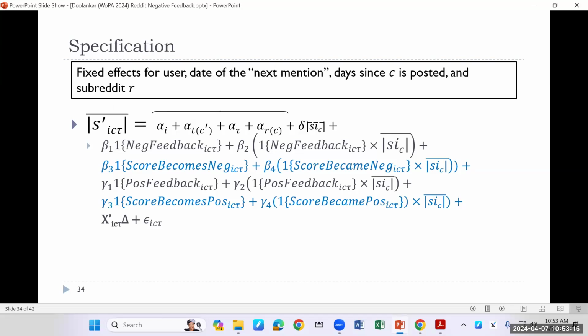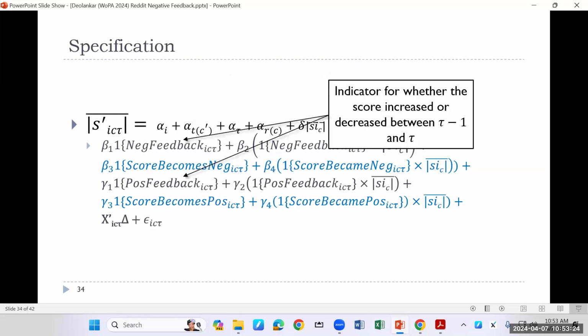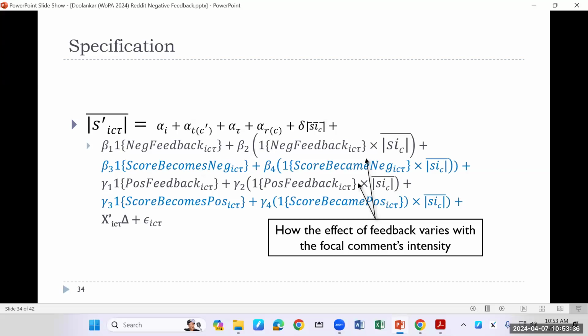We have user fixed effects, date of next mention fixed effects, days elapsed since the original comment fixed effects, and subreddit of the original comment fixed effect. So lots of fixed effects. Just like before, we have binary indicators for whether the score of the original comment decreased, meaning it got negative feedback, or whether it increased, meaning it got positive feedback. Now we expect the effect of feedback to vary depending on the intensity of the original comment. So we have that interaction there.